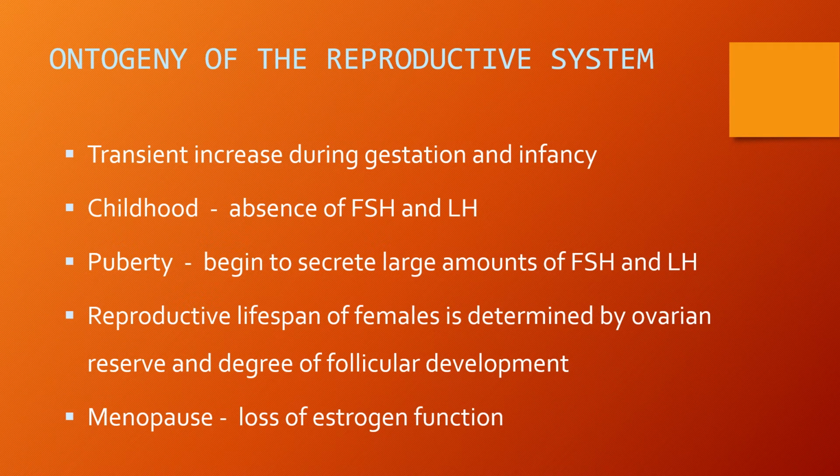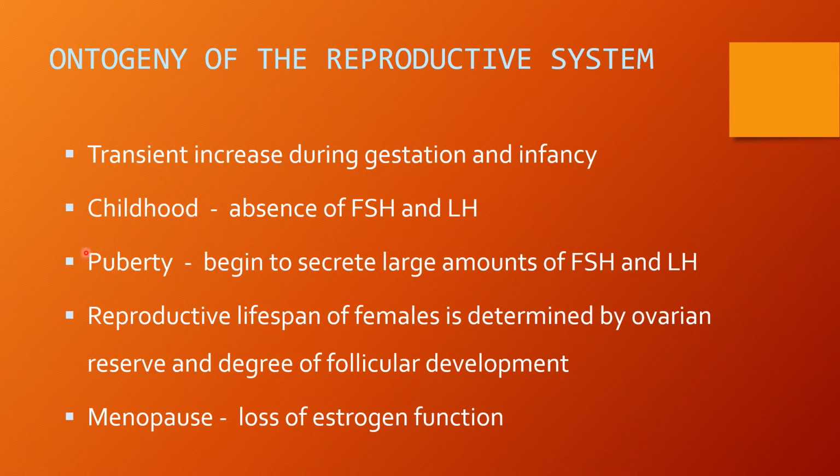Okay. The ontogeny of the reproductive system. Okay. There is a transient increase during gestation and infancy, in childhood, of the hormones mentioned earlier. In childhood, there is absence of your FSH and your LH, but at puberty it now begins to secrete large amounts of your FSH and LH.